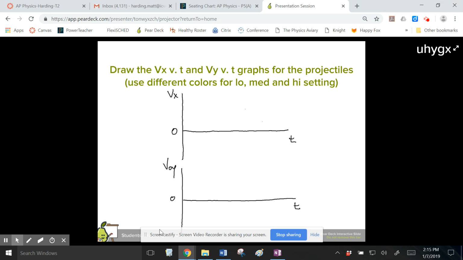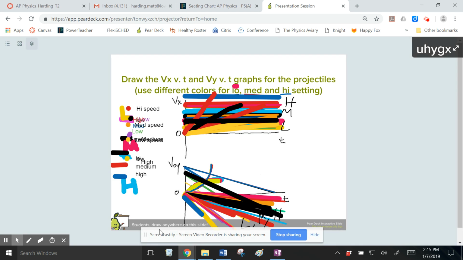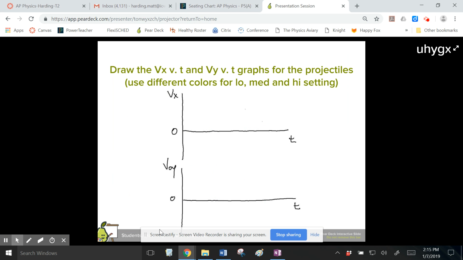All right, let me throw this up here for you. So this is what it looks like inside the Pear Deck right now. Kind of a fair bit of variation. So can you take a moment and chat with your neighbor about what you got or why you got it?